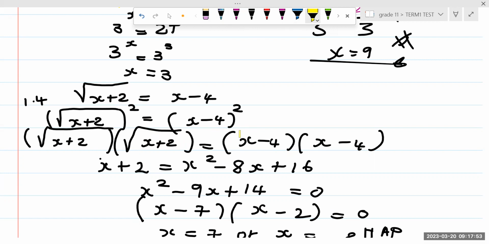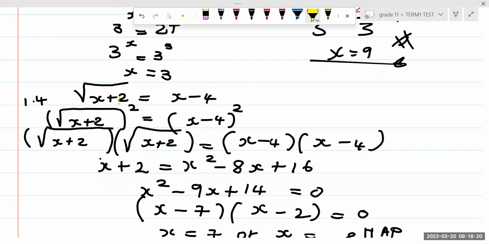So then 1.1.4, we're given root of x plus 2 plus 4. Plus 4 is outside the root again. It's equal to x again. So the best thing that we're going to do is transpose the 4. So transposing this 4, it becomes negative 4. So we get x minus 4 equals the root of x plus 2.